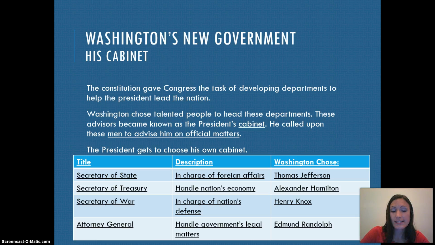The Secretary of State is in charge of foreign affairs. Washington chose Thomas Jefferson. The Secretary of Treasury to handle the nation's economy and the finances. He chose Alexander Hamilton. The Secretary of War in charge of the nation's defense, he chose Henry Knox. And the Attorney General to handle the government's legal matters, he chose Edmund Randolph.